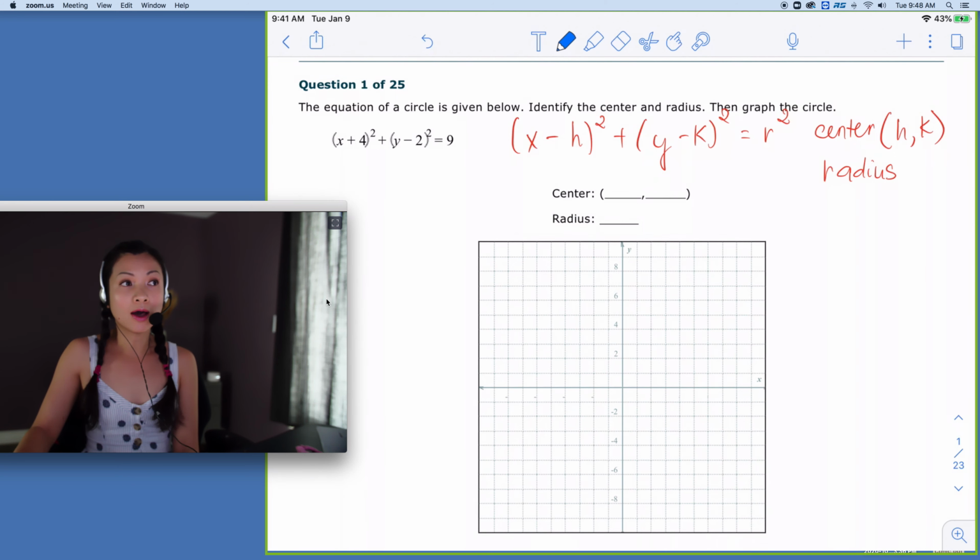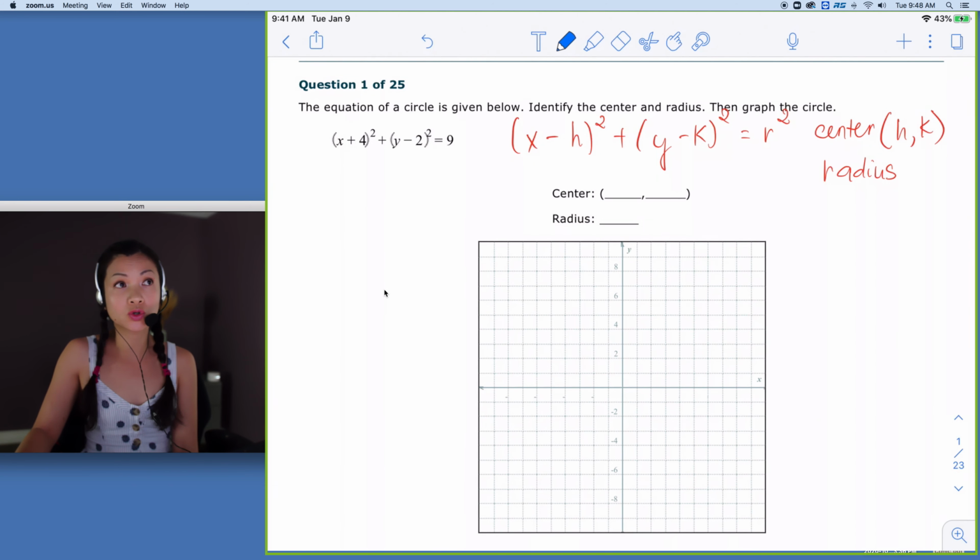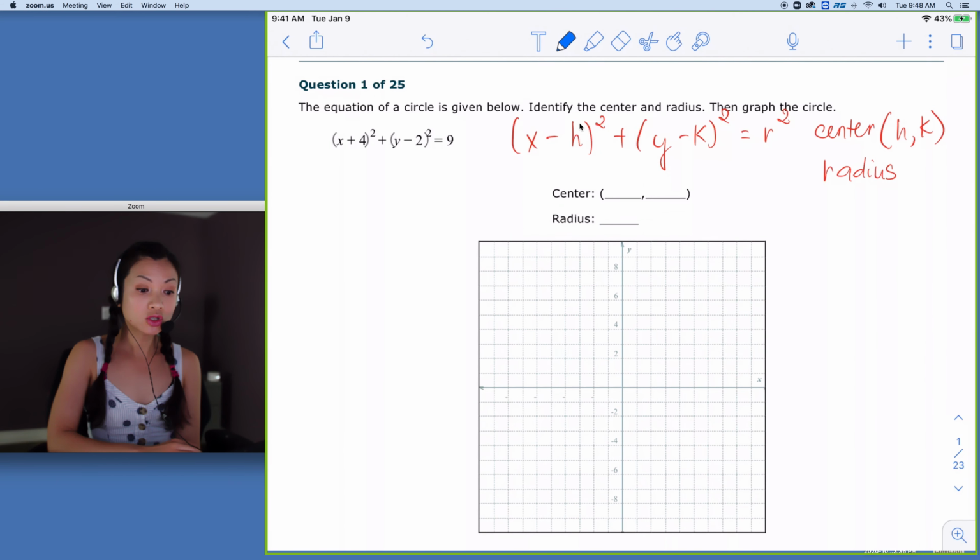Hi class, for this module we're going to talk about conic sections. The first conic section I want to talk about is the circle, because the circle is the easiest one. So we're going to have to memorize the formula for the circle, and what I have right here is the standard form for the circle. So make sure you memorize it.